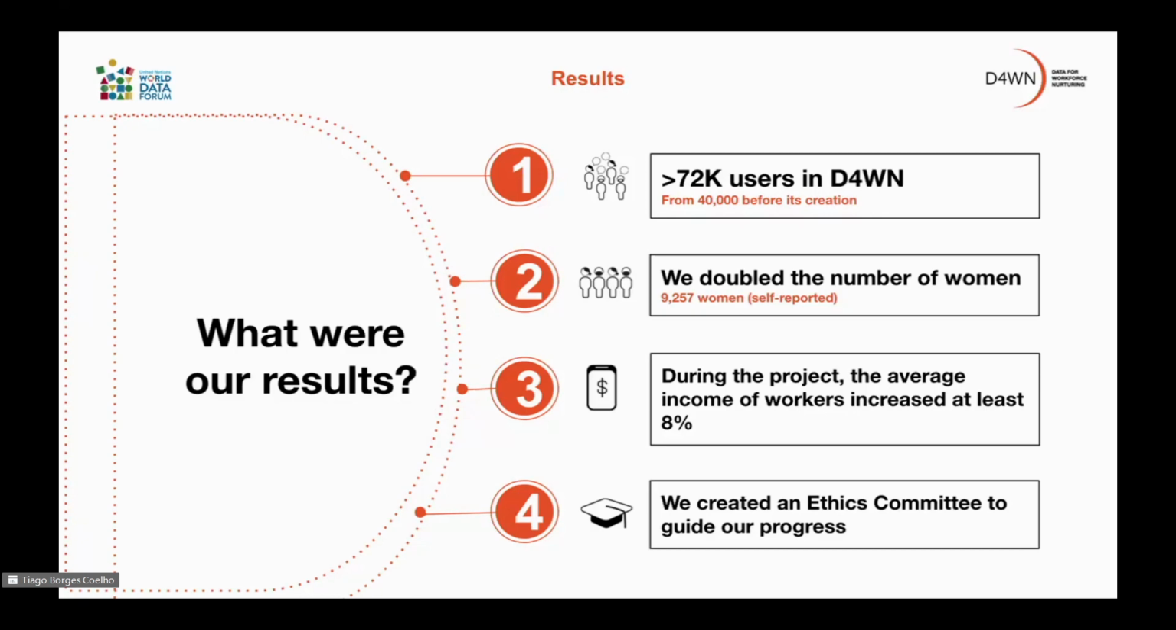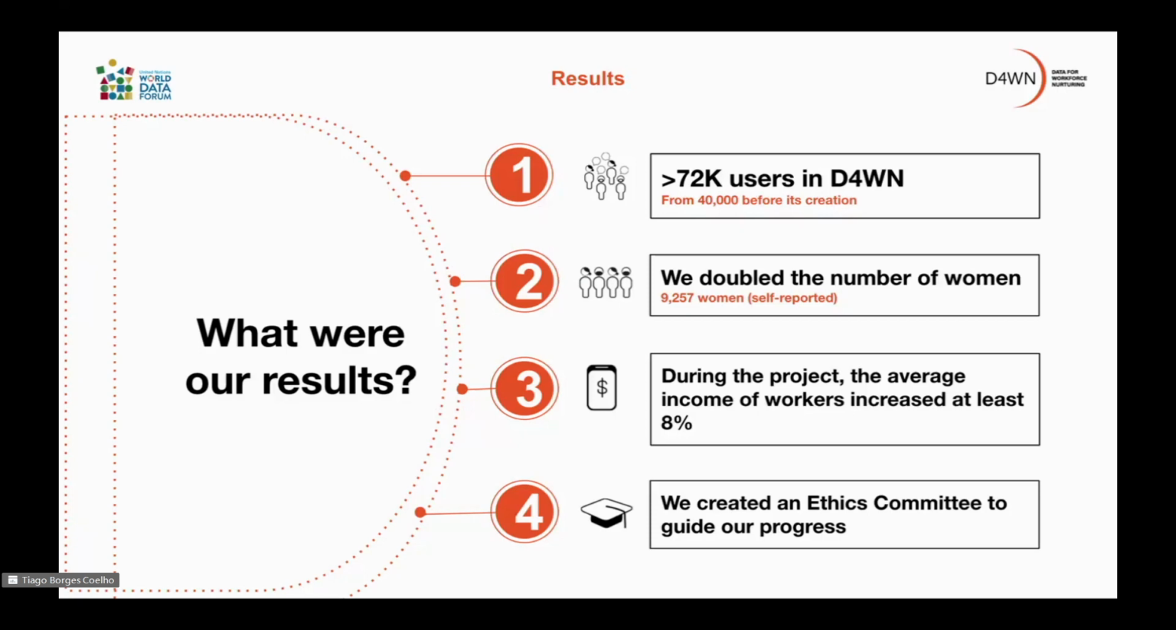Also, as I was saying in the beginning, our main idea was how do we use data for users, for workers to increase their income. And during the project, this is what we did. The average income of workers increased at least 8% during the project and the implementation of Dawn.